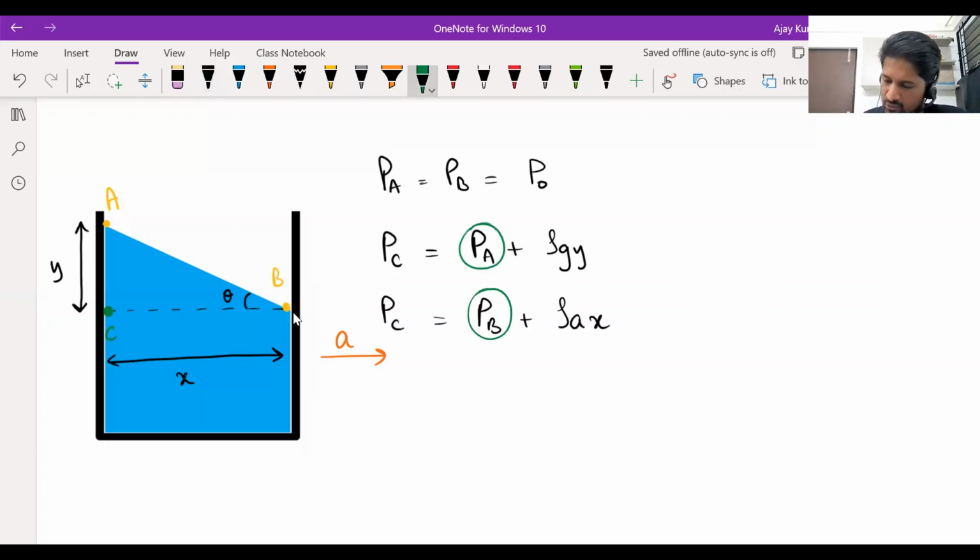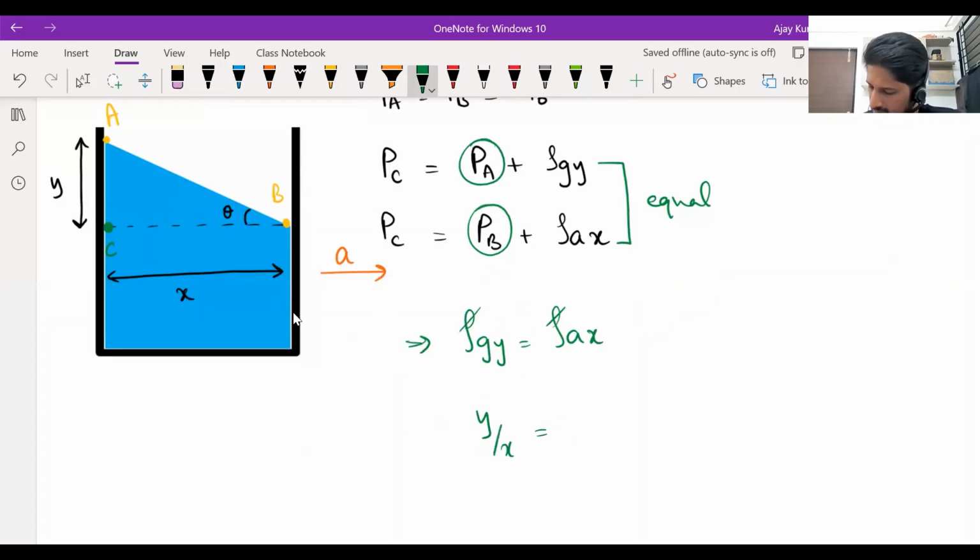Now the pressure at A is the same as the pressure at B. If these two are equal, that means these two terms should be equal. The density rho gets cancelled. You get y by x is equal to a by g. And in the triangle ABC, y is the opposite side and x is the adjacent side to theta, so y by x simply becomes tan theta. So that way also you can say a is equal to g tan theta, or theta is equal to tan inverse a by g. That's what we are interested in.